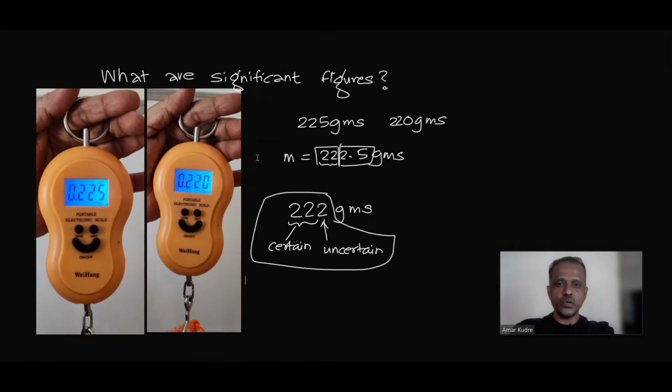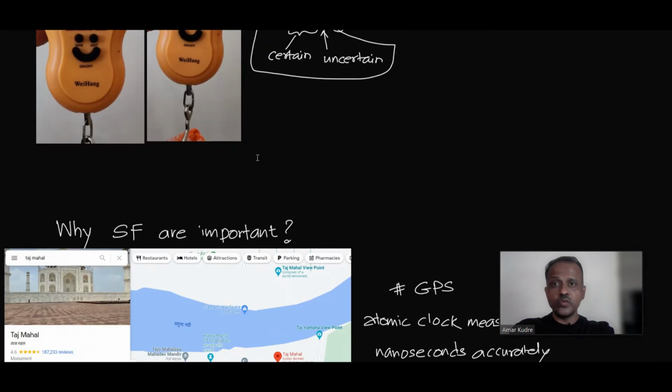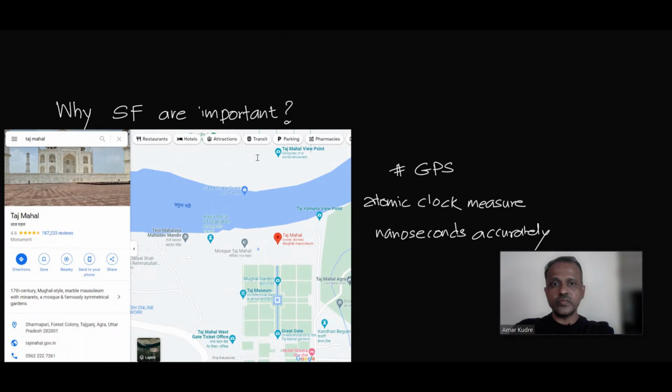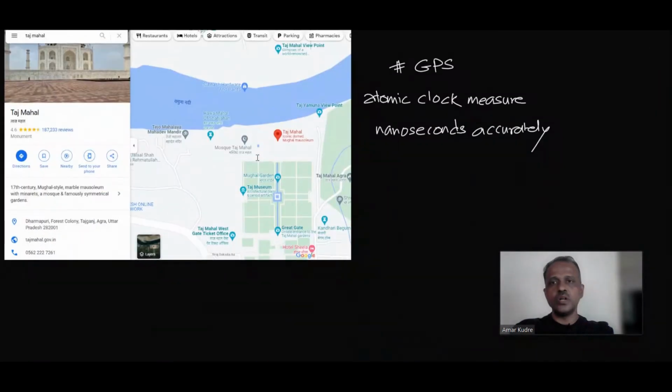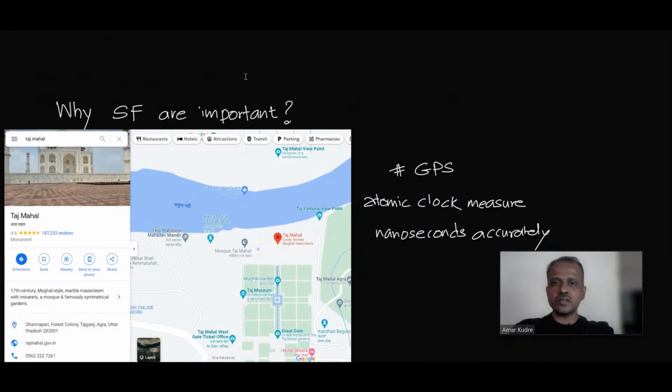And in science, you all know that digits or numbers convey the story, the real quantitative measure of any particular physical quantity. Now you will ask me, okay, but Amar sir, where do we use all the significant figures? Just to give you an example, why are significant figures important?